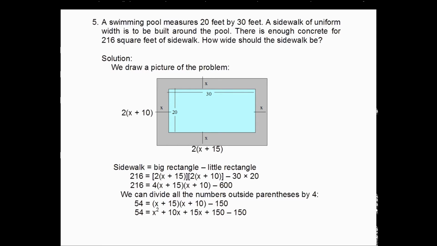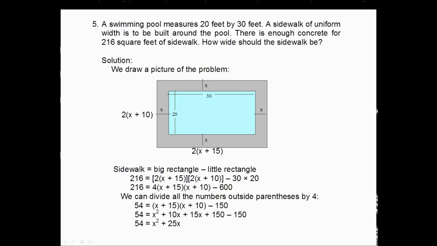So I have 54 is equal to x squared plus 10x plus 15x plus 150 minus 150, right? First, outer, inner, last. Oh, how convenient. 150 minus 150 will be 0. So when I combine terms on the right, I'll have x squared plus 25x. So I have 54 is equal to x squared plus 25x. It's looking a lot better now.